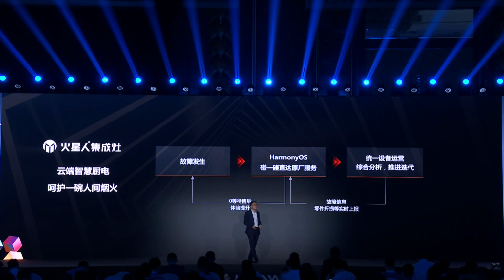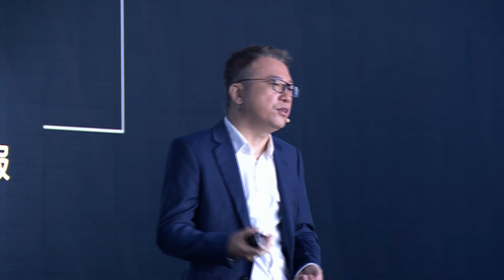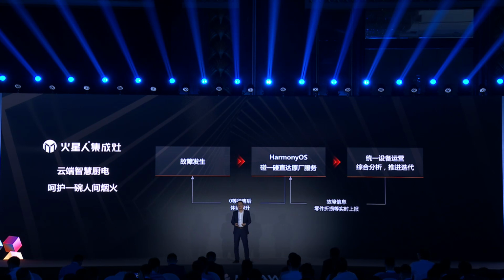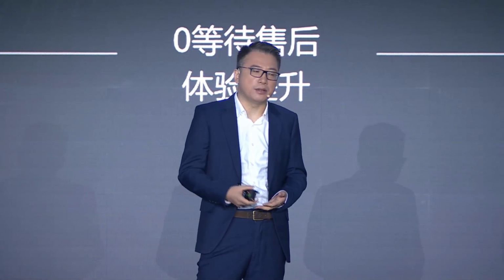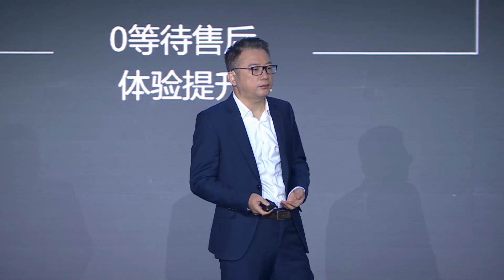Here is a case about the messenger. So based on our Smart Life, messenger provides a smart kitchen solution for better cooking with the support of Harmony OS. Consumers can enjoy one-hop direct access to the manufacturer with their mobile phones. So messenger can also get the data for real-time analysis and optimize their products and improve their competitiveness by collecting and analyzing equipment data.